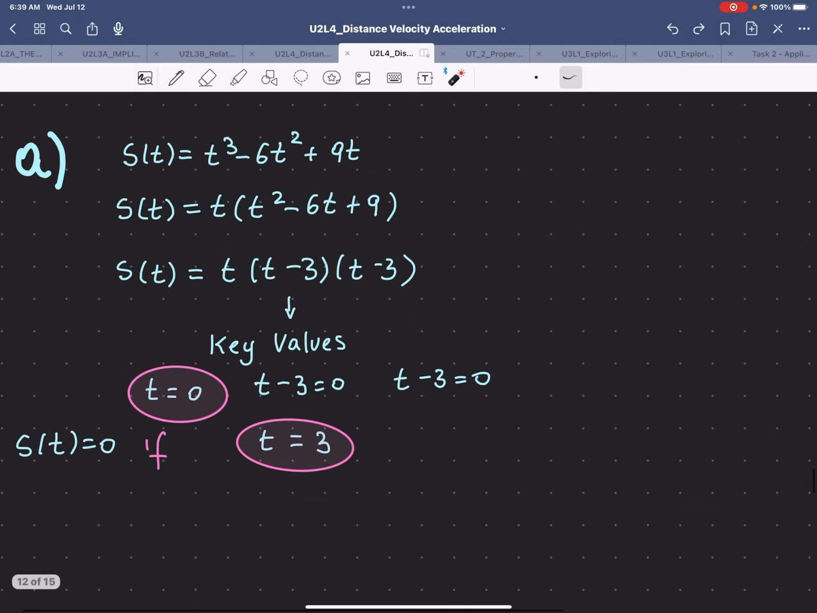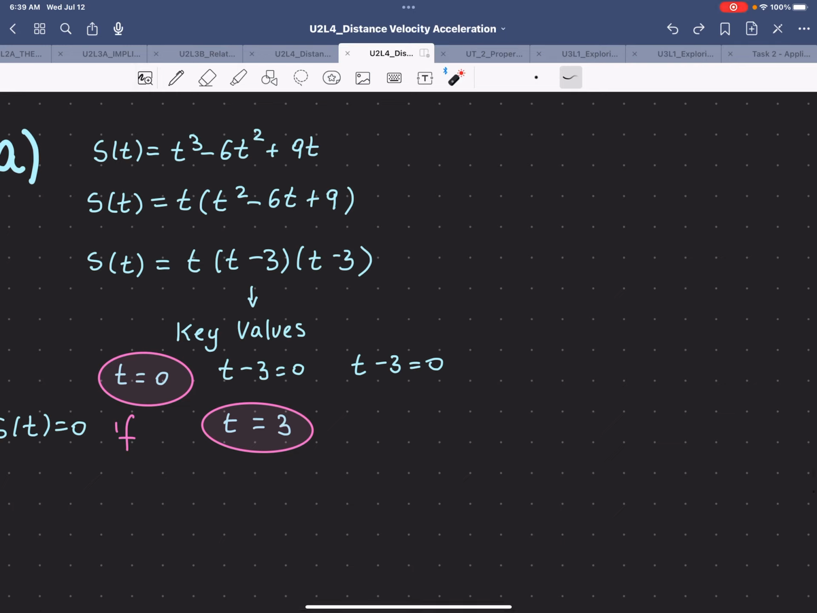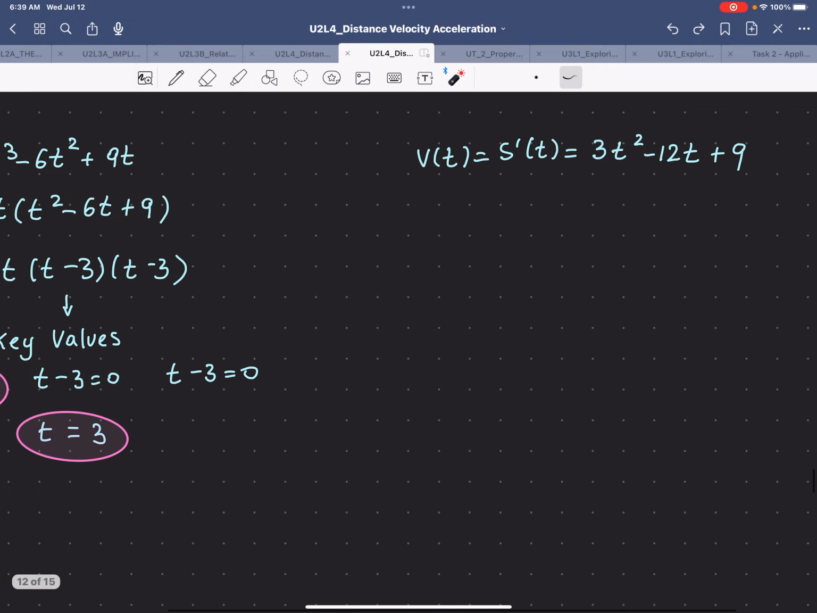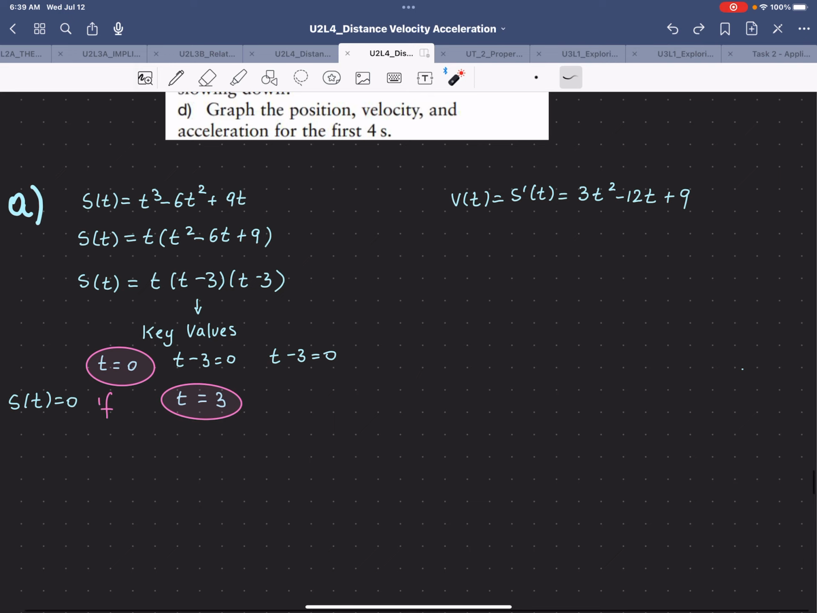Next, we have to discuss or to study the velocity equation. Remember that velocity equation is basically the first derivative of position. So to find velocity, we differentiate the function s(t), which in this case would be equal to, remember, t to the power 3 is 3t squared. Negative 6t squared has a derivative negative 12t, so 2 multiplied by 6. And derivative of 9t is simply 9.